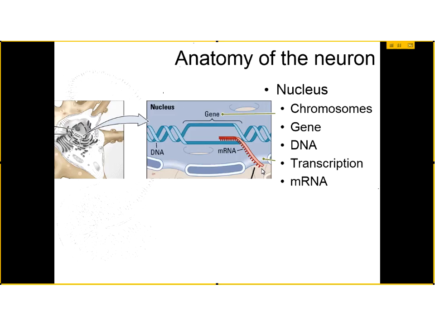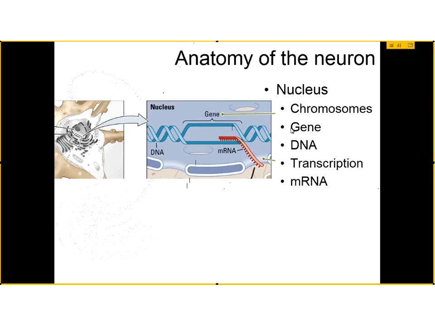Now, after we have the gene segment. Remember, this builds something that the neuron needs, and we're going to tell you what that is in a little bit, what genes code for, and give you some examples of what happens if there's a mutation or there's something wrong with genes. A gene is a certain segment of the chromosome.